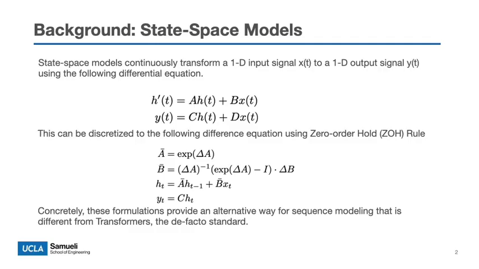State space models are a special type of model that continuously transforms a 1D sequence to another 1D sequence using the following differential equation. This can be discretized to the following difference equation using the zero-order hold rule. Concretely, these formulations provide an alternative way for sequence modeling that is different from transformers, the de facto standard.